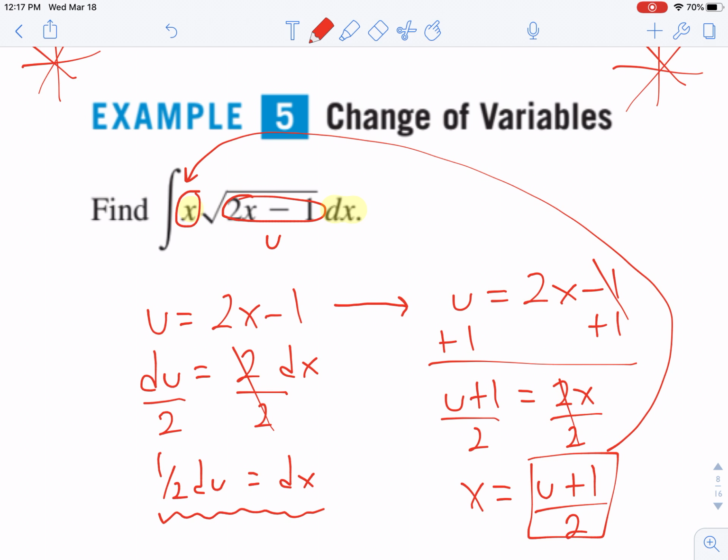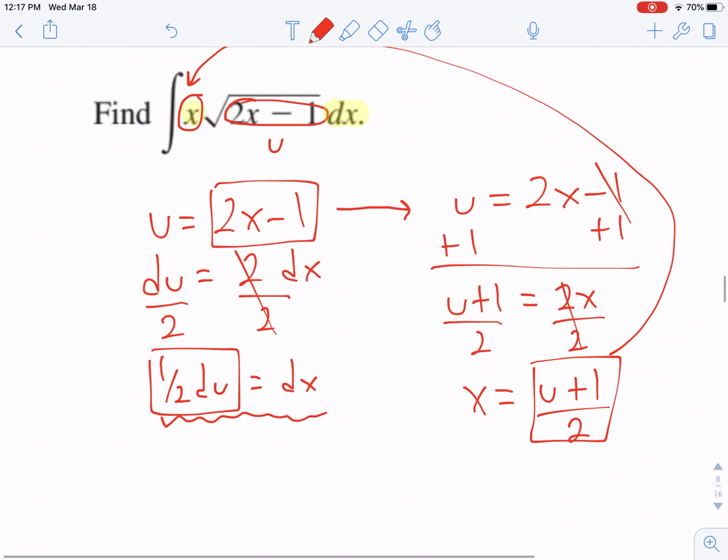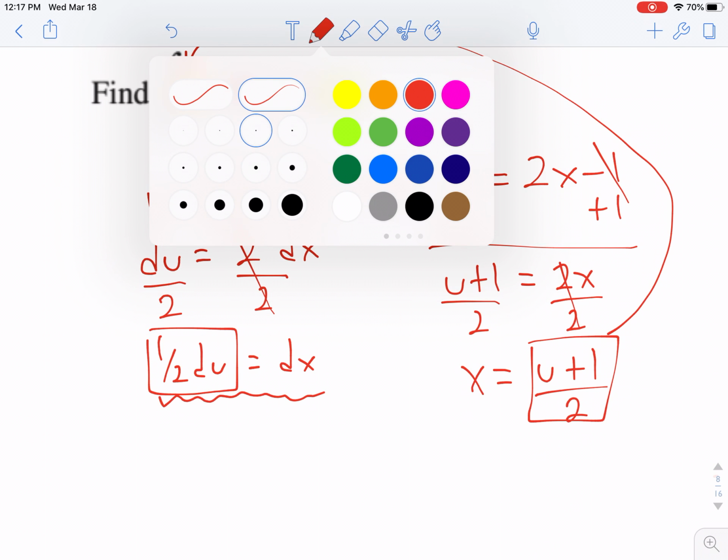Our goal is to rewrite all the x's in the original integral in terms of stuff about u. So instead of x right there, we're going to write this expression u plus 1 over 2. And instead of square root of 2x minus 1, we're going to write square root of u. And then instead of dx, we're going to write 1/2 du. Okay, so this piece right here, this piece right here, and the other boxed piece over here on the right corner are all going to go in our integral and replace all the stuff where we see x's.